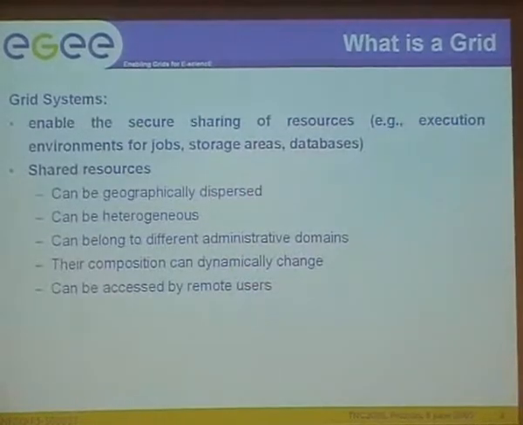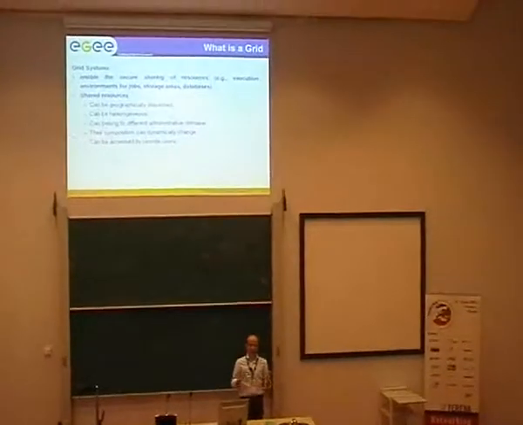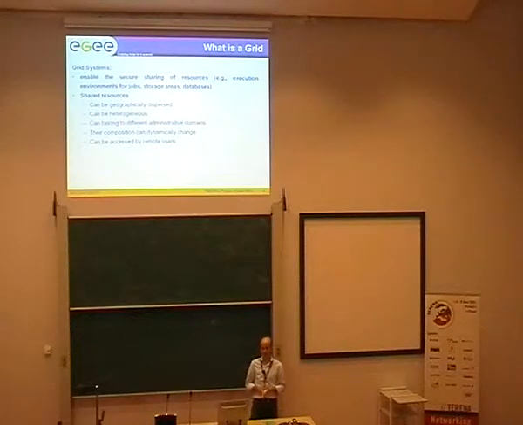So here we have a more rigorous definition of a grid system. Extending our example, other main concepts are that the resources are distributed worldwide and that they are, as we have said, heterogeneous. And the important thing is that these virtual pools of resources can dynamically change over time.